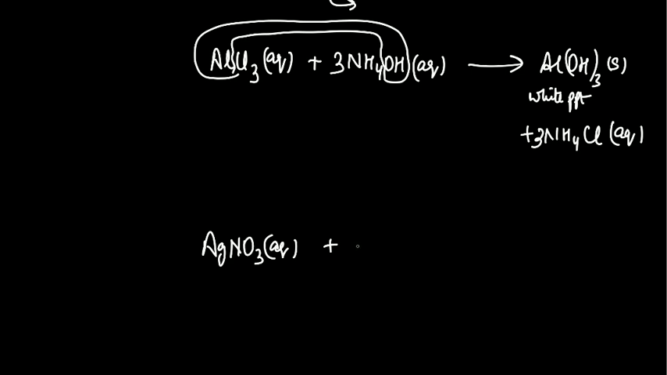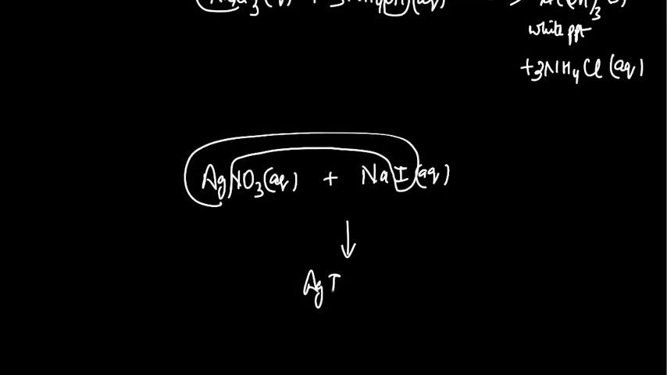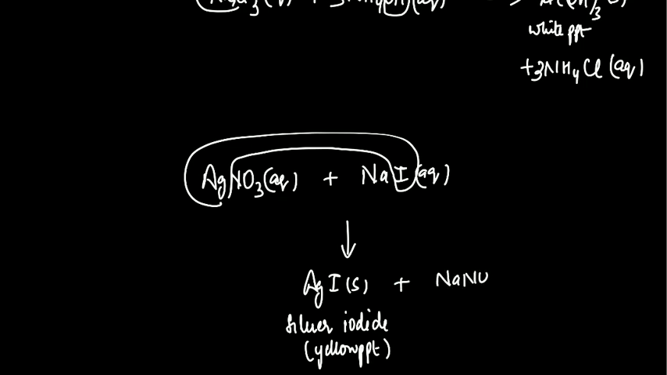So silver nitrate, aqueous, is going to react with sodium iodide. So again, what's going to happen? We are going to get silver iodide over here, AgI. And what color does it have? It has a yellow color, a yellow precipitate, plus NaNO3, which is very much soluble in water. So it's a perfectly balanced equation.